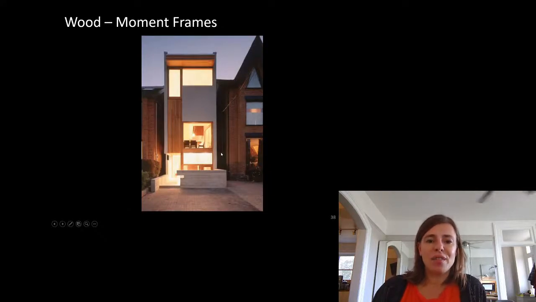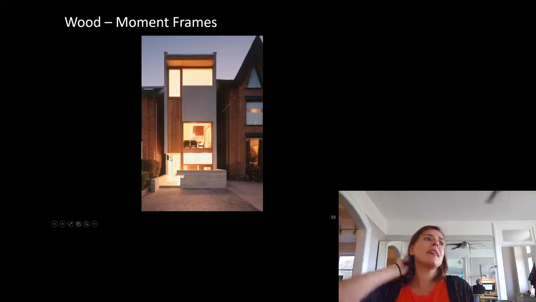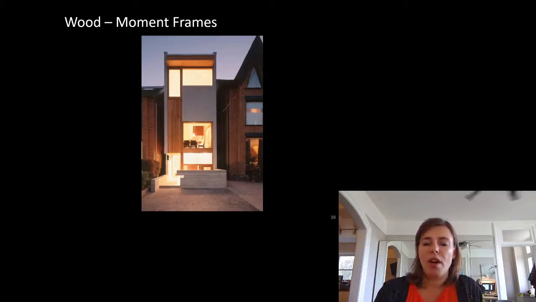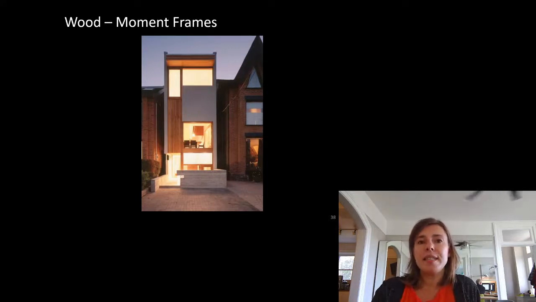I love telling the story of this building. So this is Drew Mandel's project. It's actually his own house. You can see that it was a very, very, very narrow site. Tall building, narrow site, and a chunk of it needs to be taken up with stairwell to move from floor to floor.